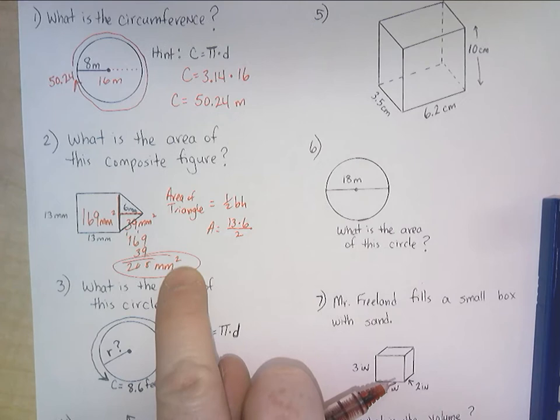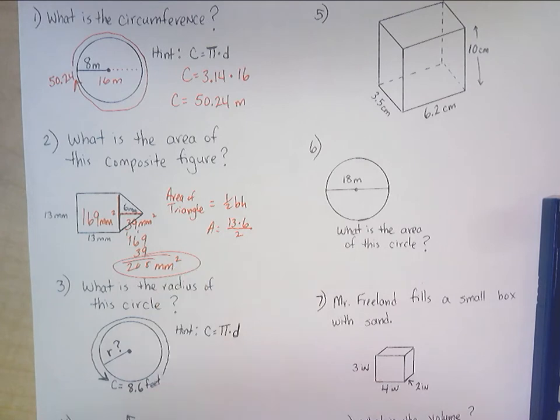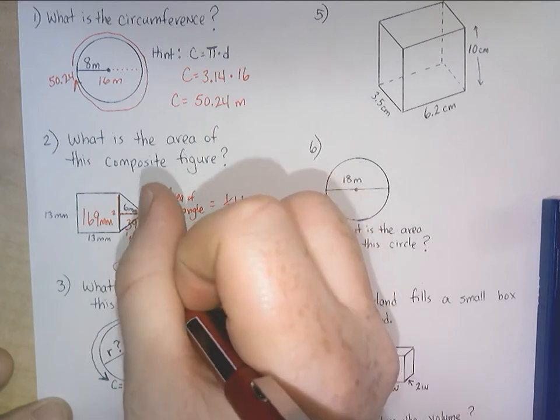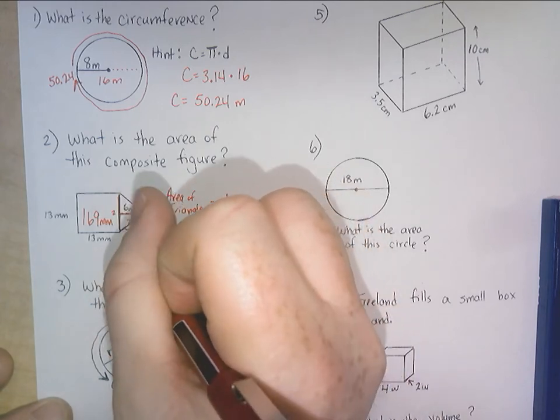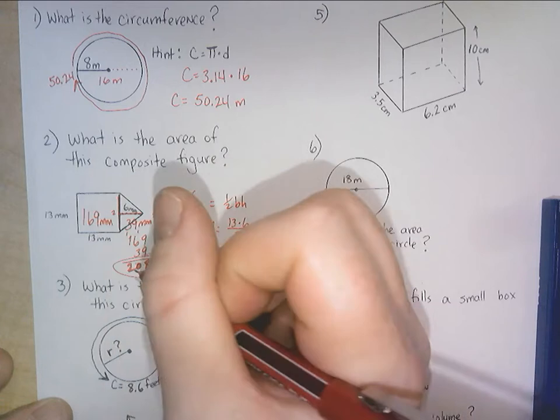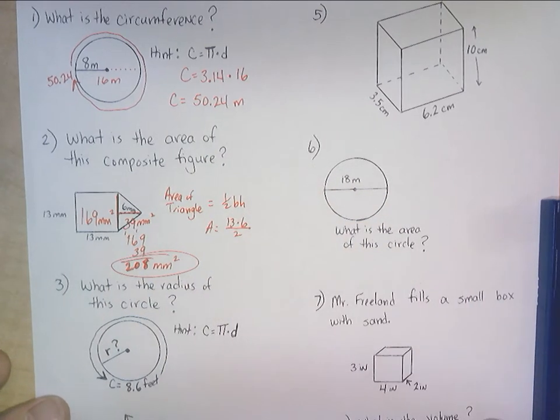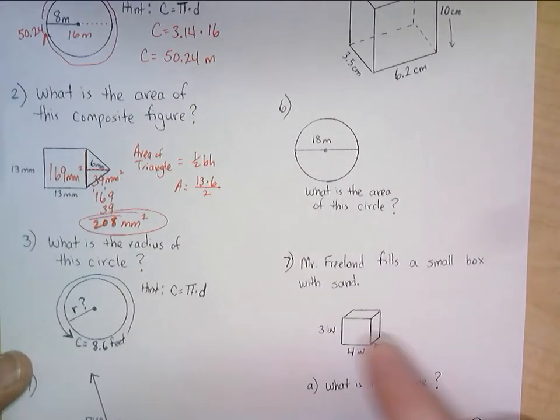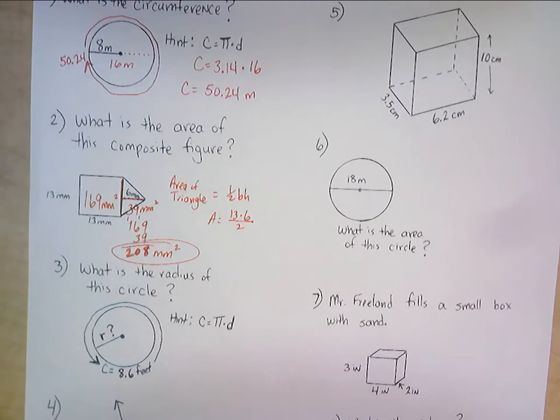Because squared means it has 2 dimensions. With area, we're basically looking at 2 different dimensions. When we talk about cubes or volume, that's when it's going to be to the 3rd power, because then you deal with length, width, and height. We'll talk about that a little bit later.